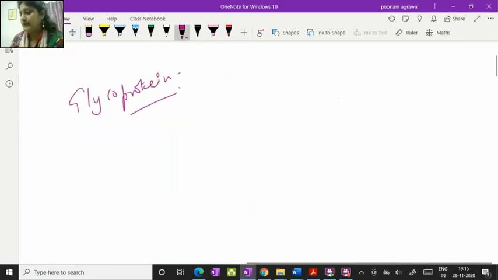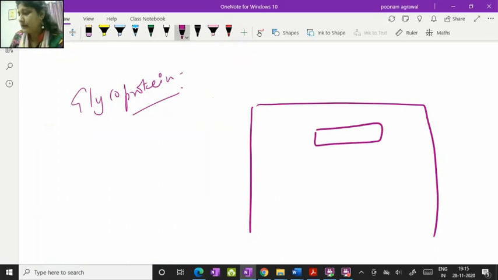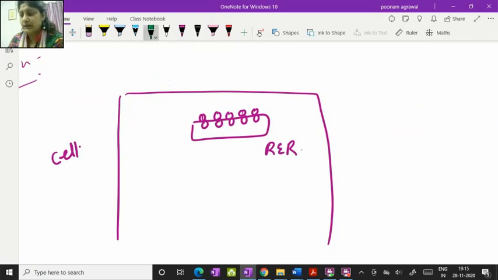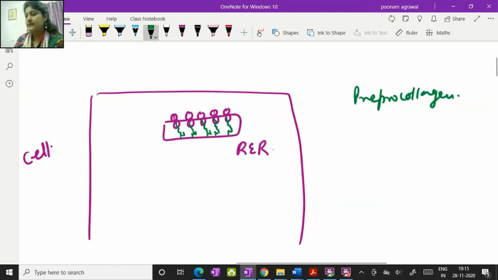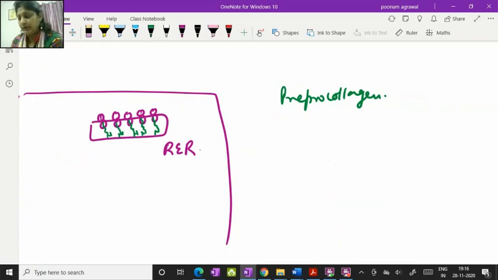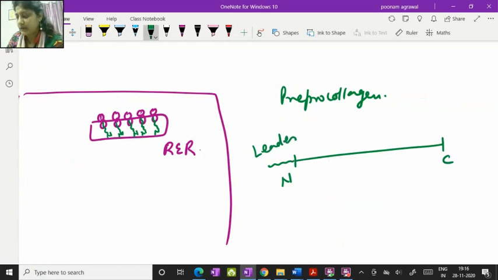To start with, collagen is produced on the rough endoplasmic reticulum of the cell on the polyribosomes. When I talk about collagen synthesis, the collagen polypeptide is synthesized on these studded ribosomes, and its N-terminal is going to go into the endoplasmic reticulum lumen. First of all, you should know collagen is synthesized as pre-procollagen, and this is brought inside the endoplasmic reticulum lumen because the N-terminal has a specific leader or signal sequence, which is responsible for entry of pre-procollagen into the endoplasmic reticulum lumen.